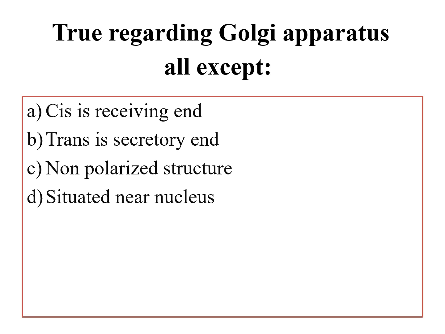True regarding Golgi apparatus, all except. So we should remember the structure of Golgi apparatus to answer this MCQ. It will have a cis end which will be very close to the rough endoplasmic reticulum, facing towards the rough endoplasmic reticulum. The other end will ship the packed proteins. So the cis end is the receiving end, the trans end is the secretory end, and the Golgi apparatus is a polarized structure, and it is situated near the nucleus. So the answer is non-polarized structure. Golgi apparatus is a polarized structure. It is not a non-polarized structure.